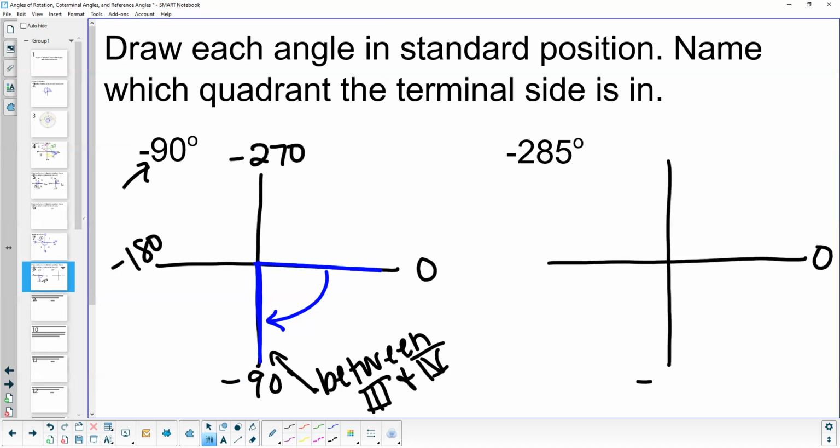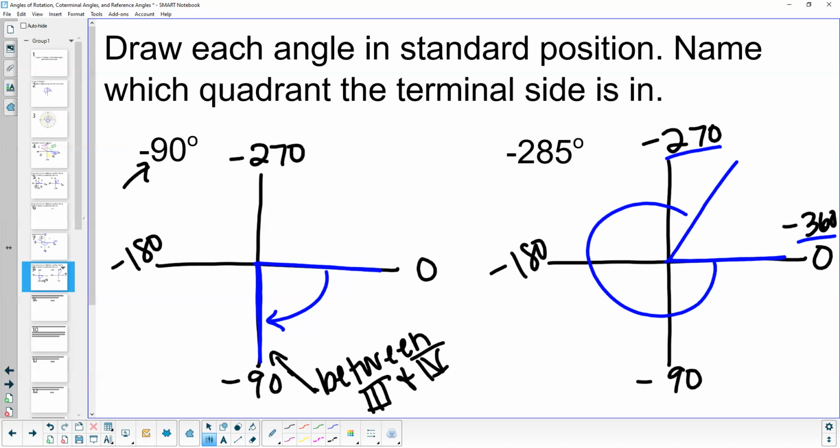We've got 0, negative 90, negative 180, negative 270, and negative 360. We've got our initial side. And then we are going all the way until we hit negative 285. Well, this is negative 270. Right here, we've got negative 360, so it's going to be right in between those, but we want to label that we went all the way around to get there. So where did we end up? We ended up in quadrant 1 at the end there.